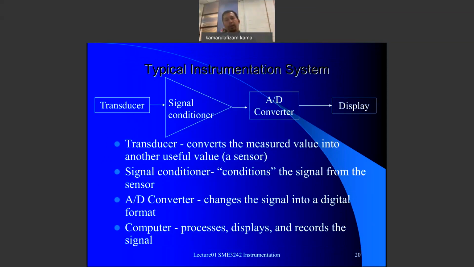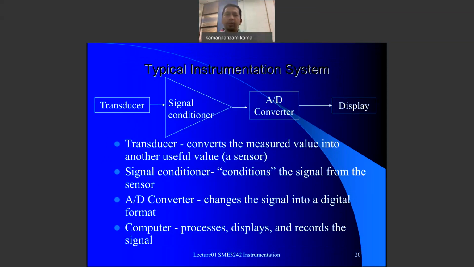Now we are looking at the system of instrumentation. What is actually inside the system of instrumentation? So this diagram shows there are 4 blocks here. In any system of instrumentation, you may want to find these 4 things inside. If you cannot find these 4 things, it means that the system is not a system of instrumentation.